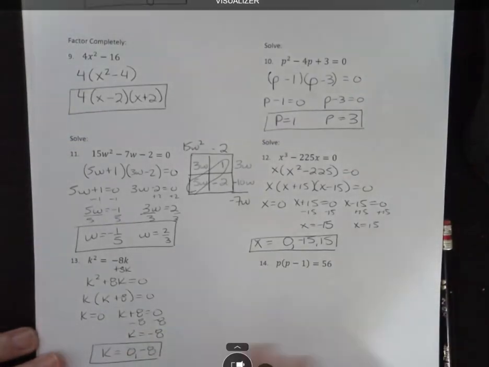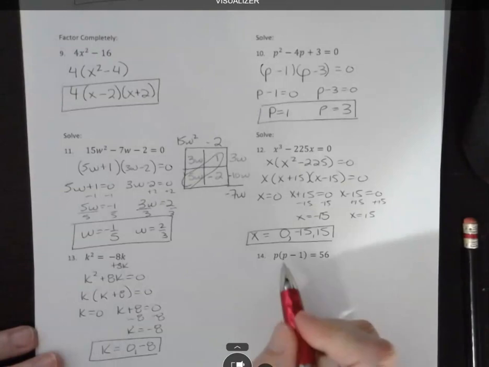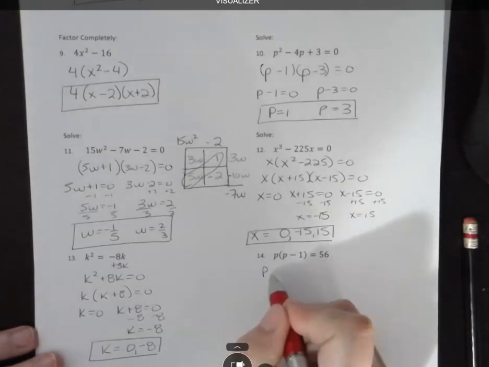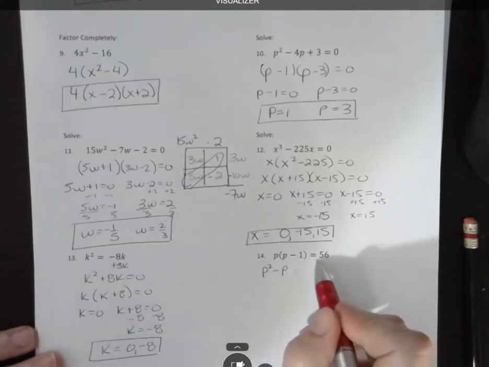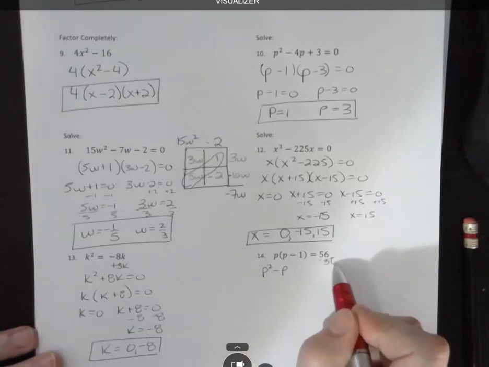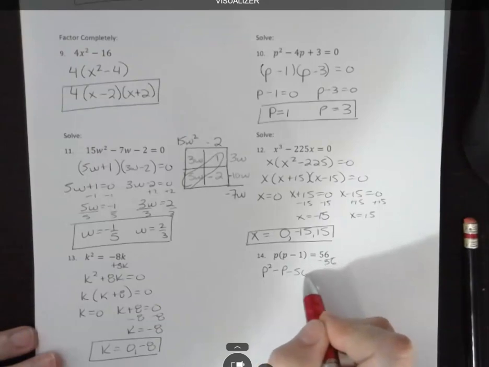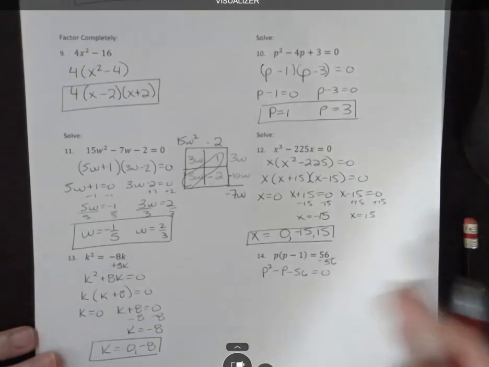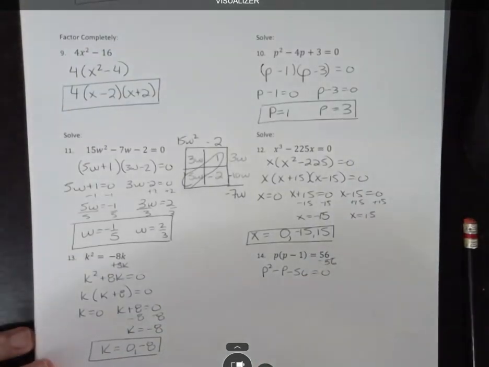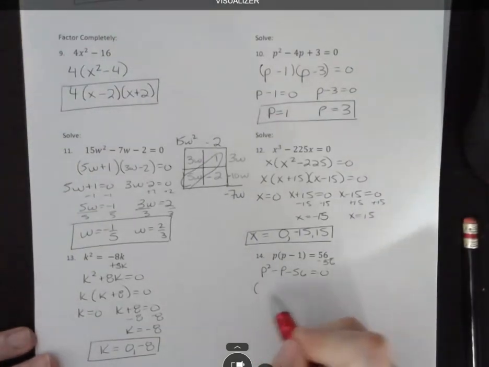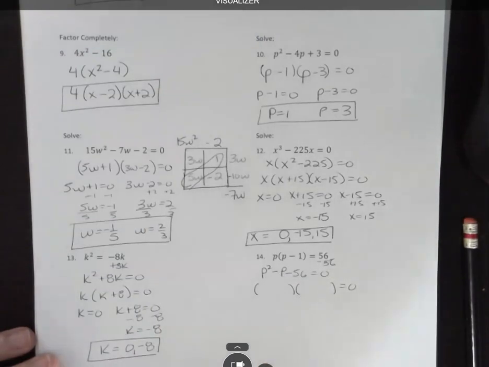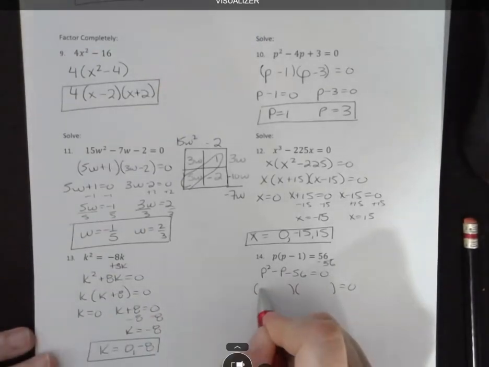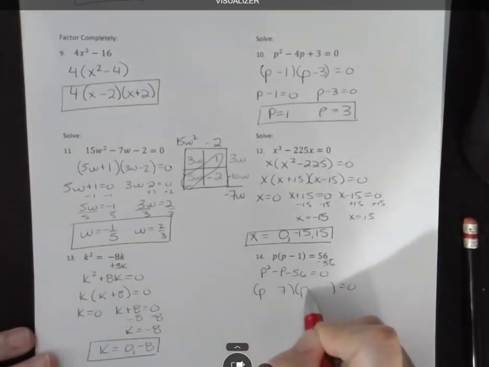And the last one is the most complicated because first we have to multiply this out. So p times p is p squared, p times negative 1 is negative p, and then I want to move 56 over to the other side. So I distribute that and I move the 56 over. Now I'm ready to factor that. You might see that 56 is 7 times 8, and that makes sense because we want a 1p in the middle. So this is going to be p, 7 and p, 8.